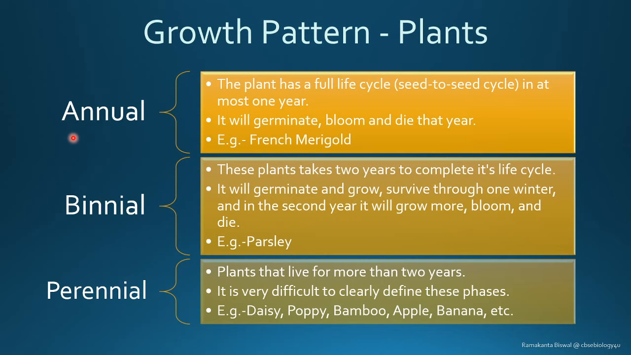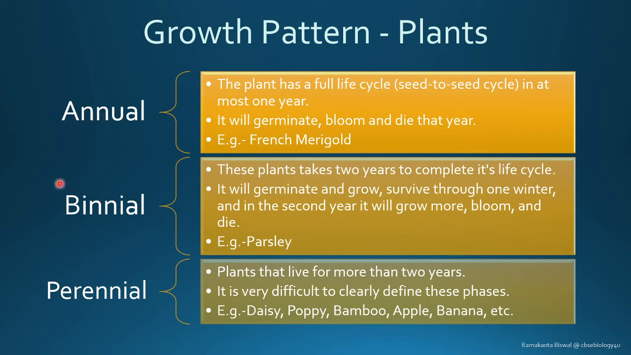Now, when you talk about annual plants, these plants have a full life cycle, that is from seed. The seed will germinate, grow, develop, flower, and form fruits, till the seed is formed. That is the seed to seed cycle. It typically gets over in a single year. It will germinate, bloom, and die in a particular year only, and typically does not go to the next year. One of the examples is the French marigold.